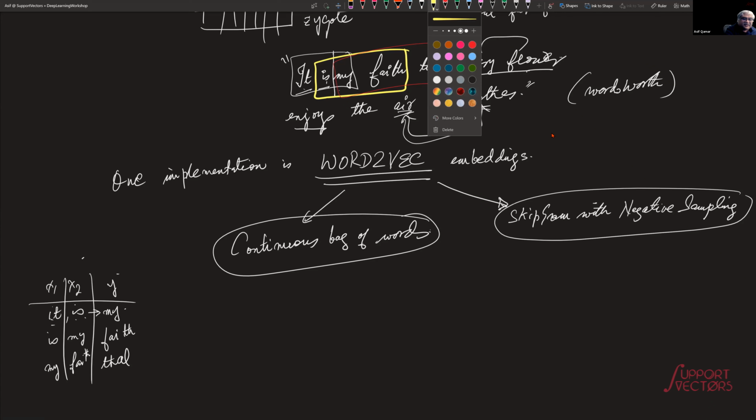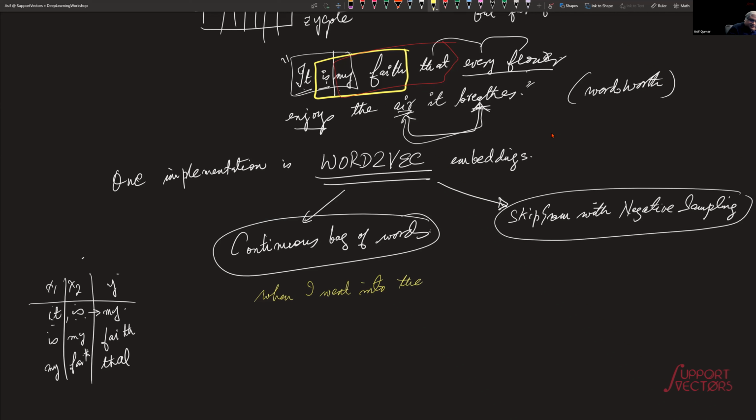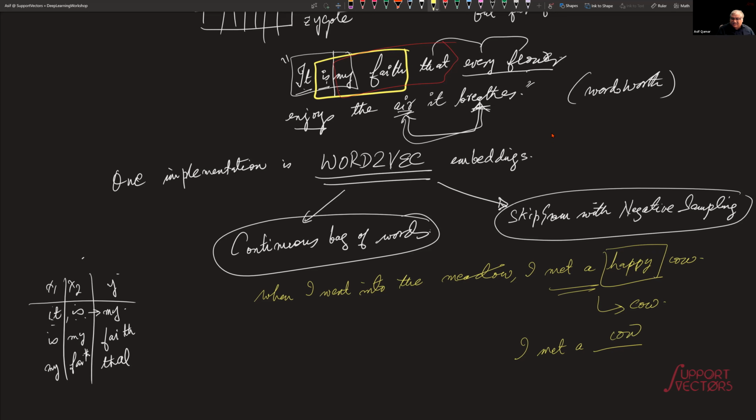Suppose I create a sentence like, when I went into the meadow, I met a happy cow. Now think about it this way. Suppose you have a prediction window like this. Suppose this word happy wasn't there. It is, I met a cow, right? Suppose I had given this problem to you, I met a, what? You would probably have guessed, in a meadow, what do you find in a meadow? Oh, you find a cow. You would have said cow.